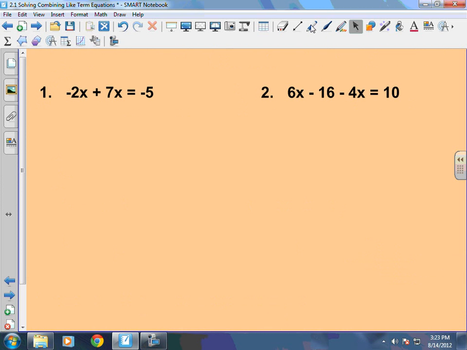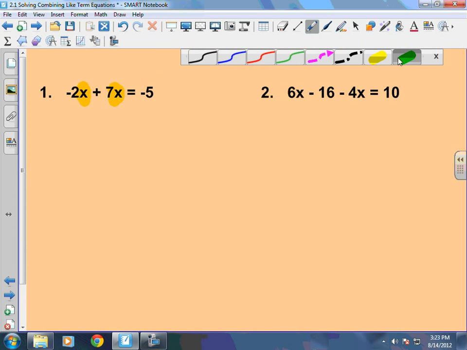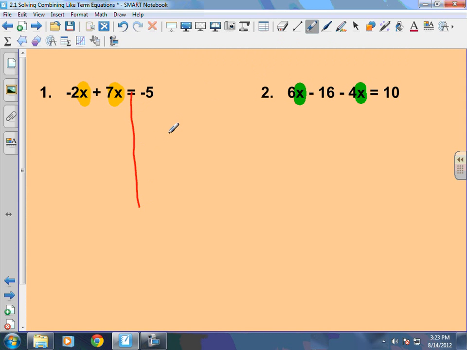Okay, today we're going to talk about having to combine like terms before we solve equations. Right here we have an x. Right here we have an x. Same thing with problem 2. There's an x. There's an x. Whenever we have the same letters on the same side of the equal sign, we have to combine those first and then solve for x. That's why it's important you put a line at the equal sign.